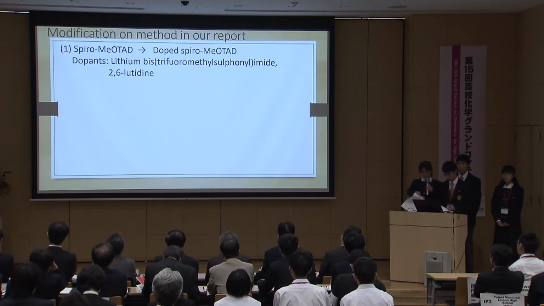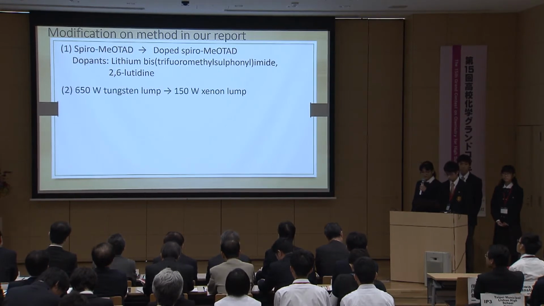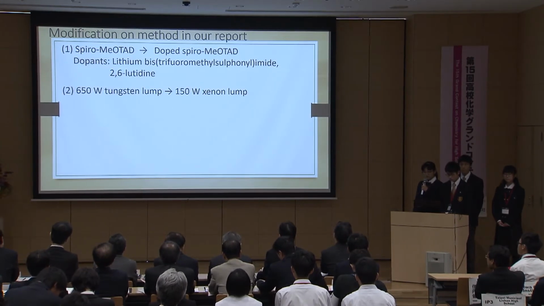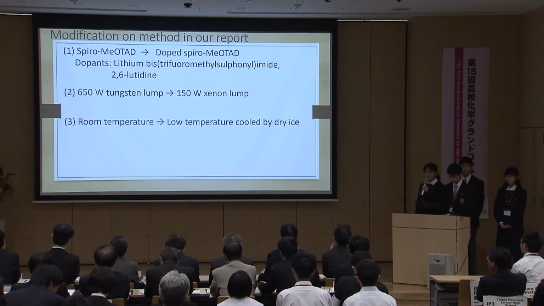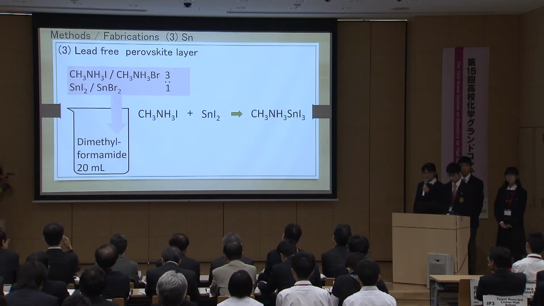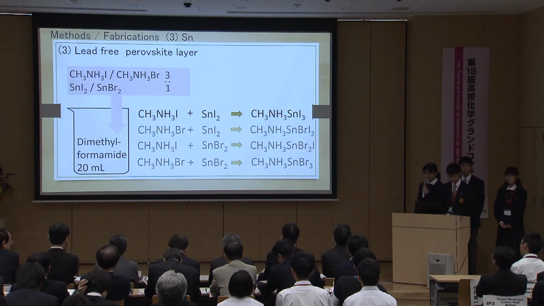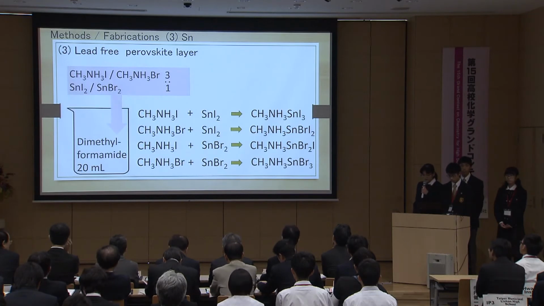Next, modification of method in our report. We used the device with dopants. We experimented with the xenon lamp, keeping the device cool by dry ice. Now, I'll tell you how to make lead-free perovskite. We mix CH3NH3I with SnI2 to make SnI3. We follow the same procedure.